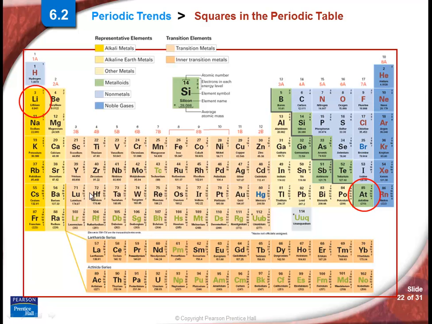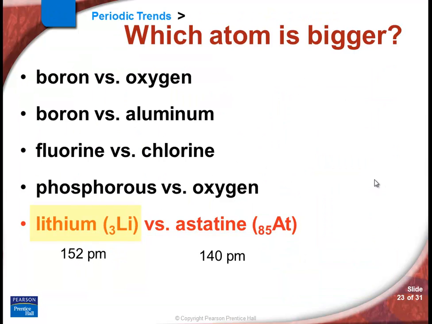Now here you might be thinking, well, astatine is way down the periodic table from lithium. Therefore, it has many more electron shells than lithium, right? And so one would think that astatine would have to be a lot bigger than lithium. I mean, look, astatine has 85 protons, and so it has 85 electrons. Lithium only has 3. Astatine is going to be gigantic compared to lithium, right? Well, surprise. Actually, lithium is just a little bit bigger than astatine.